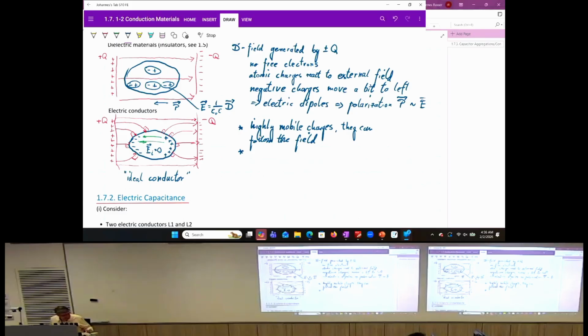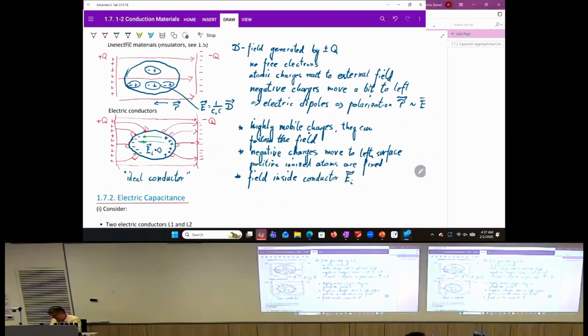The mobile charges move to the left, and what remains at the right-hand side is a surplus of positive atoms, basically positive ionized atoms there. The electric field inside here is 0.